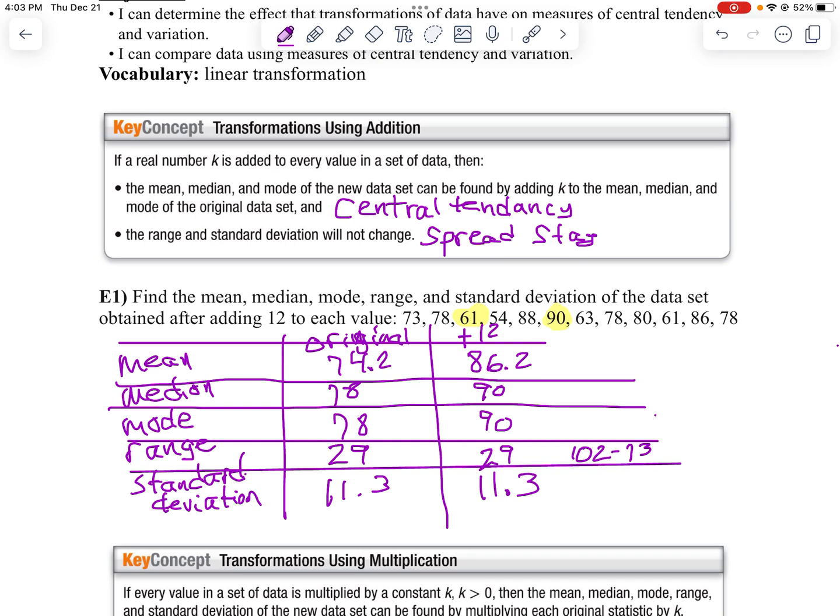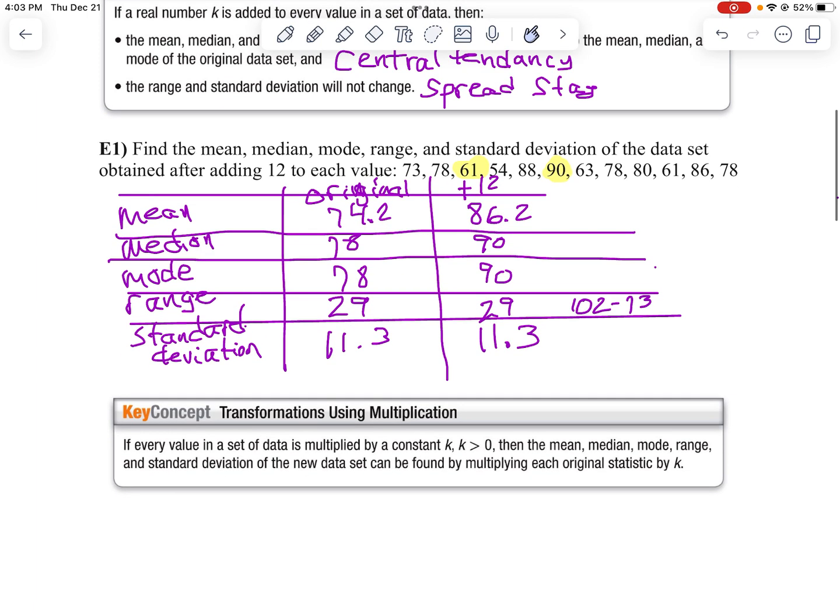Now, what happens if I multiply? Well, if you multiply every term by something, everything's going to change by that. As long as I multiply by something bigger than 0, because if it's less than 0, I'd have to change the sign, wouldn't I? The mean, median, mode, range, and standard deviation, they're all going to change by that same amount.